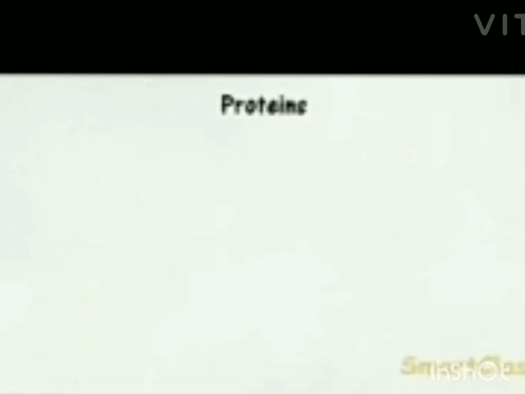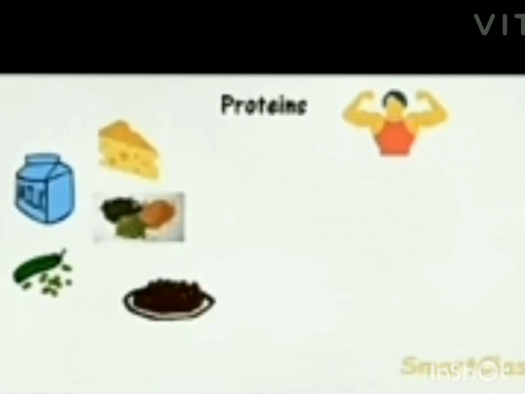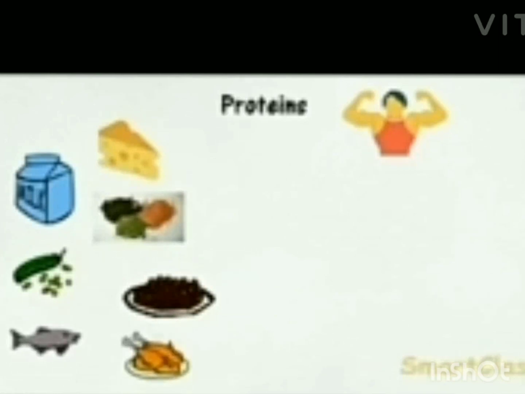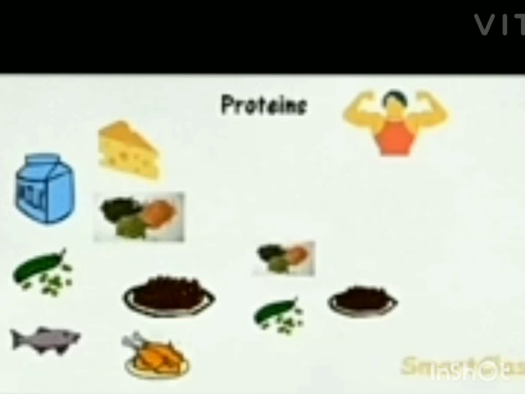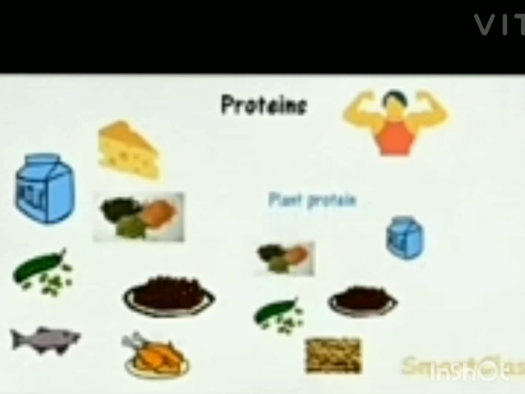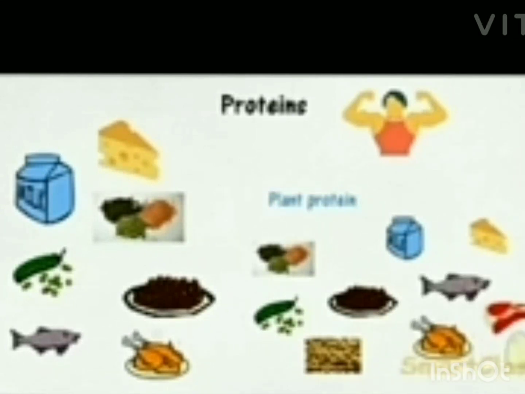Next is proteins. Proteins are bodybuilding food. We get it from milk, cheese, pulses, peas, beans, fish, chicken, etc. Plant proteins are there, animal proteins are also there. Animal proteins: fish, chicken, etc.